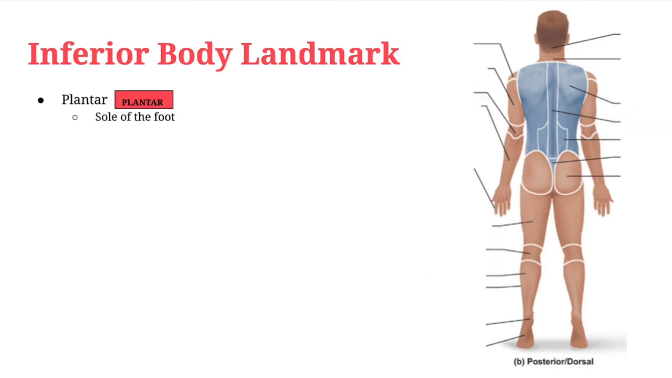And then we have one inferior body landmark. Inferior means below or closer to the bottom of the body. This person is standing on their toes in this diagram so that we can see the plantar region. If you think of plantar as in you plant your feet on the ground, the sole of your feet, the bottom of your feet, is the plantar region. So that would be down here.